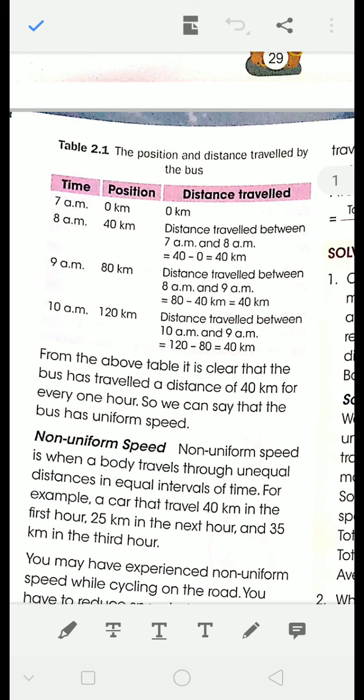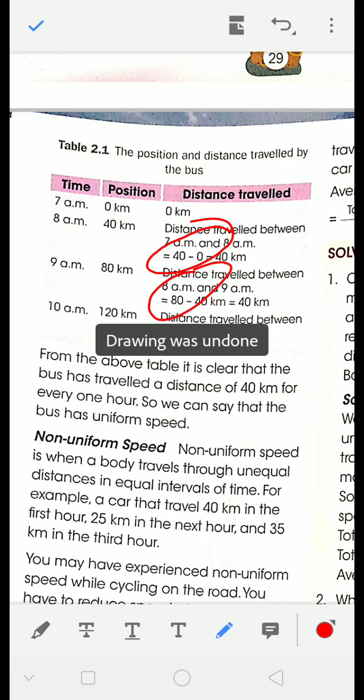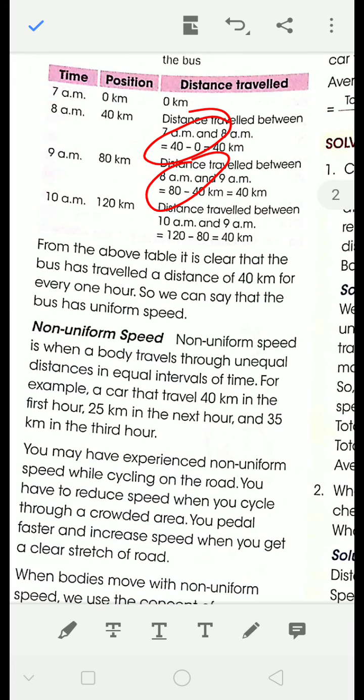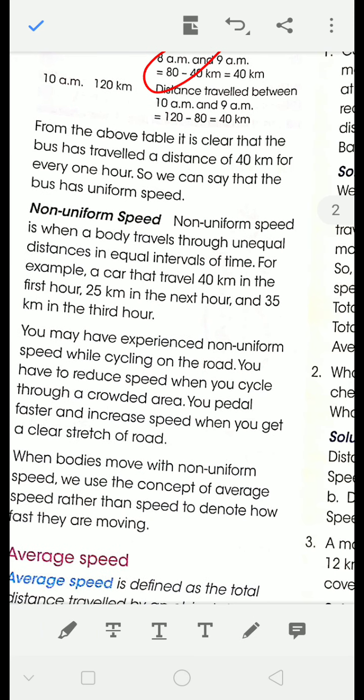Suppose, as you can see, a table is given here. A body started at 7 a.m. till 8 a.m., means in 1 hour it had covered 40 kilometers. In the next 1 hour again 40 kilometers. In the next 1 hour again 40 kilometers. So what we can see here, that in every 1 hour the distance covered is 40 kilometers. So this is the example of uniform speed.